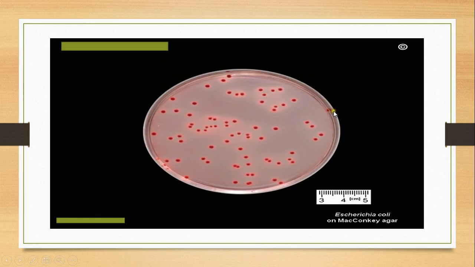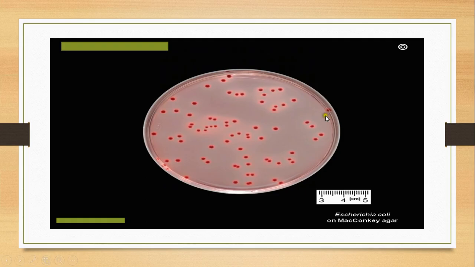As you can see, the colonies of E. coli appeared in red color on the MacConkey agar. There are a few colonies within the agar medium. This one, this one, this one, and this one. It means among all the counted colonies, 4 colonies appeared within the medium and the rest of the colonies are on the surface.